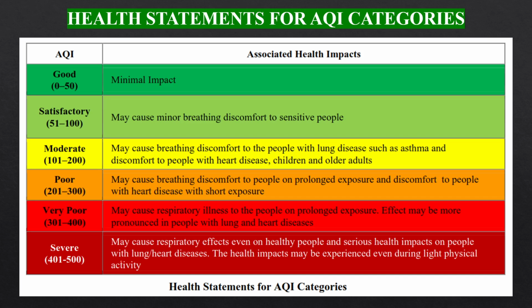And severe, which is 401 to 500, may cause respiratory effects even on healthy people, and serious health impacts on people with lung and heart disease. These health impacts may be experienced even during light physical activities. And this color code is also important. For good, it is deep green, satisfactory light green, moderate yellow, poor orange, very poor red, and severe is deep red.